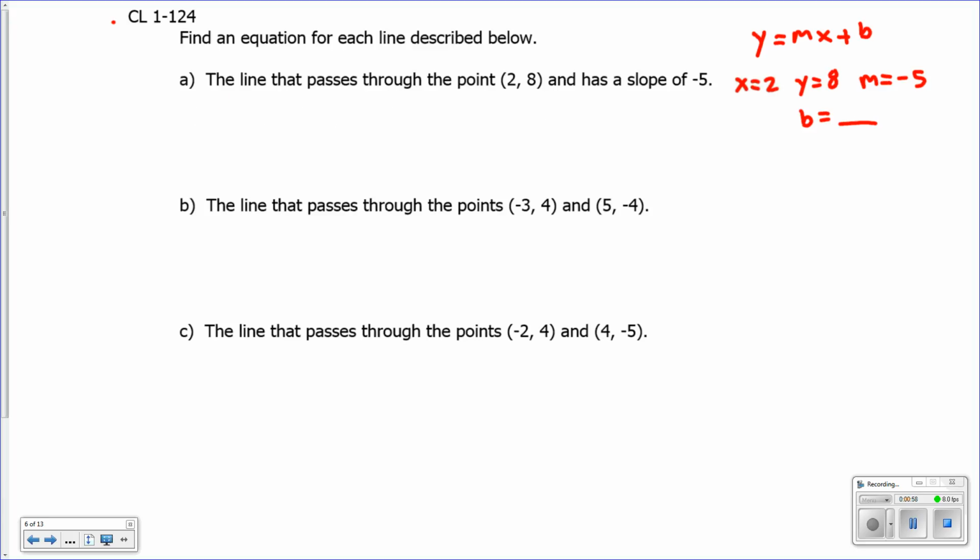So we're going to have 8 equals -5 times 2 plus b. -5 times 2 is -10, so we have -10 plus b equals 8. We add our 10 to each side, and then we get 18 is going to equal b, which means that our equation should be y equals our slope, which is -5, times x plus 18.